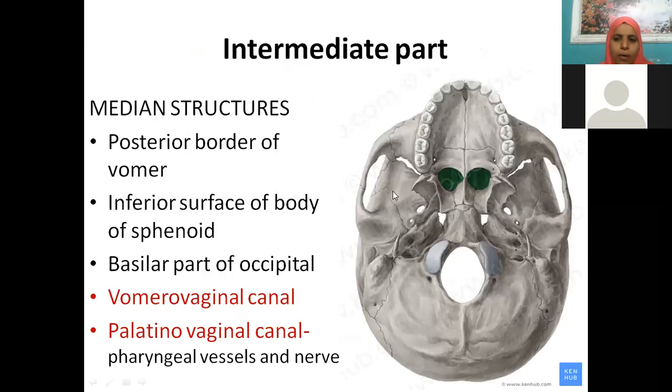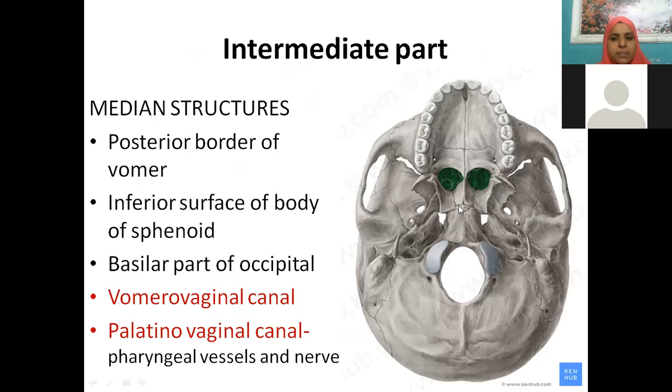Then this is the intermediate part. In the midline, median structures, we know this is the posterior border of vomer. It is going down, and see, this is a butterfly shaped bone. We have the sphenoid. The vomer is just coming down and fanning outwards, covering the middle part of the sphenoid bone. It has two alae. It is covering this underlying bone, which is nothing but sphenoid. Again, the posterior border of vomer we are able to see.